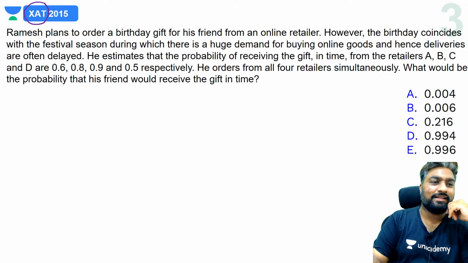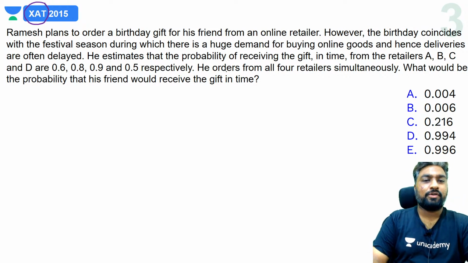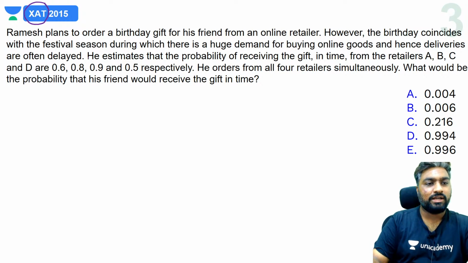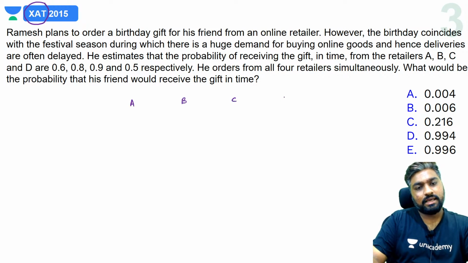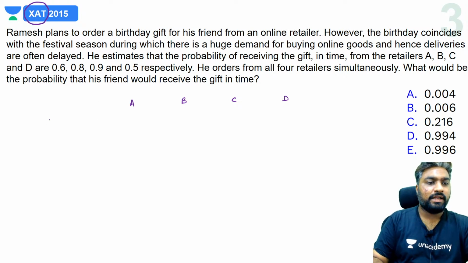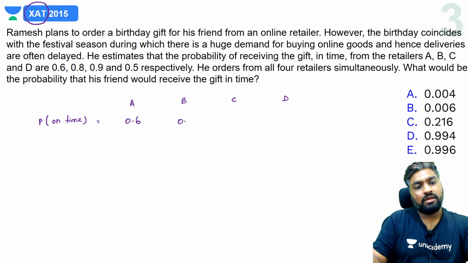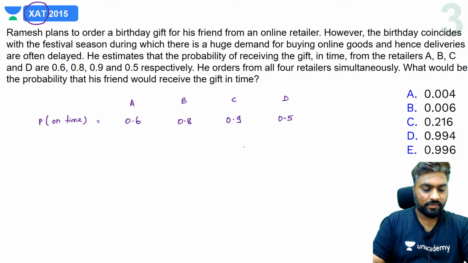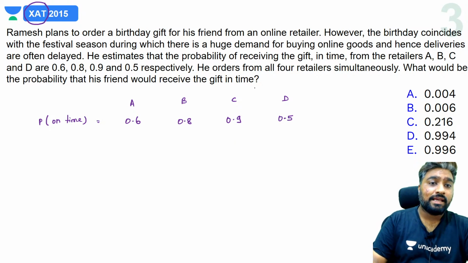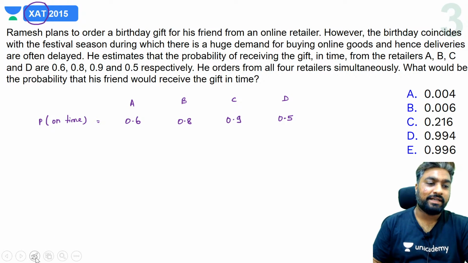So first 2 sentences of the question useless. Look at the third sentence. He estimates that the probability of receiving the gift in time from the retailers A, B, C and D are what? So we have 4 retailers A, B, C and D. The probability of getting the gift on time is, in each case, 0.6, 0.8, 0.9 and 0.5. They're saying he orders from all 4 retailers simultaneously.